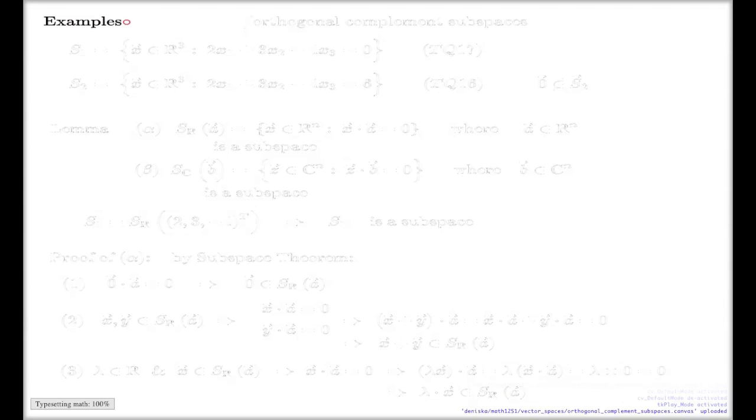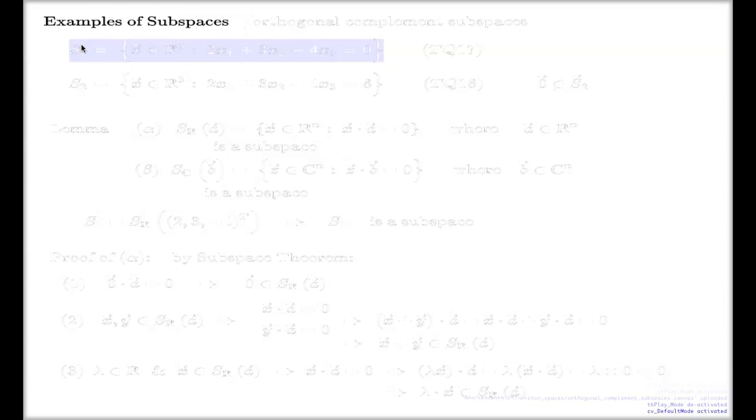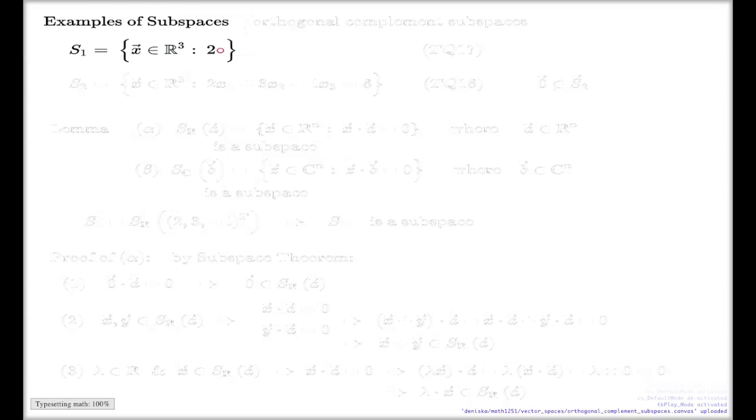So the slide is called the example of subspaces. I chose two examples right now, and I'm going to show you a general approach to such examples. First one I call S1. It's the collection of vectors from R3.